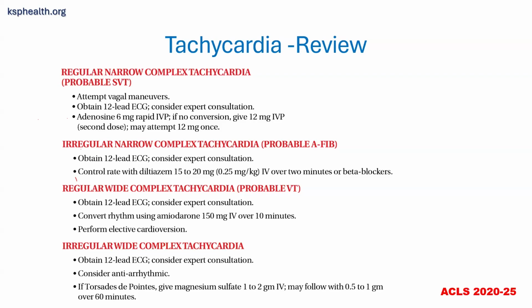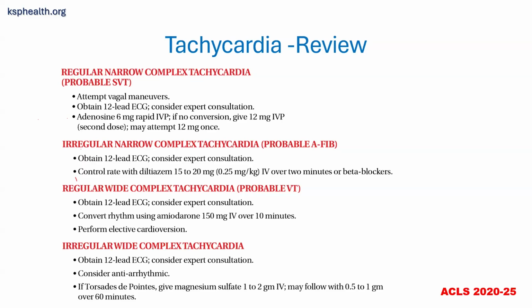The third category is regular wide complex tachycardia. That could be ventricular tachycardia. 12-lead EKG, expert consultation, convert the rhythm using amiodarone 150 milligrams IV over 10 minutes. Perform elective cardioversion. The dose of amiodarone is different if you really look at it. In cardiac arrest situations, you use 300 followed by 150.